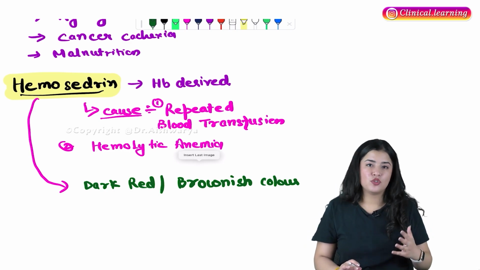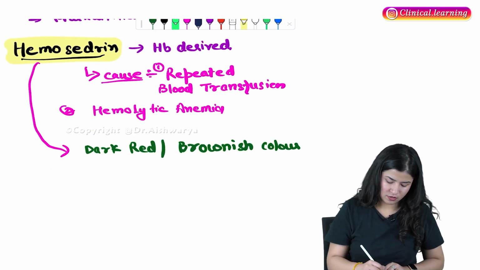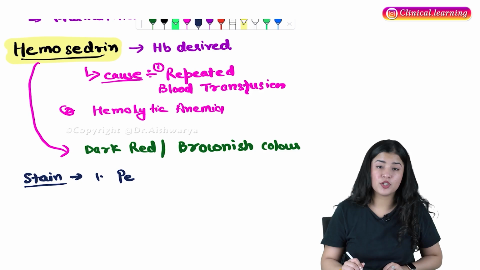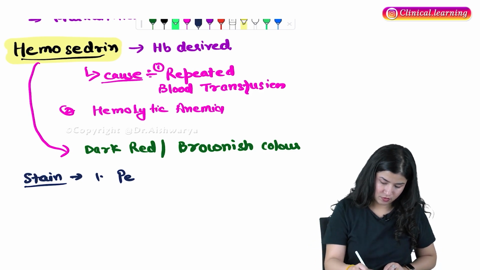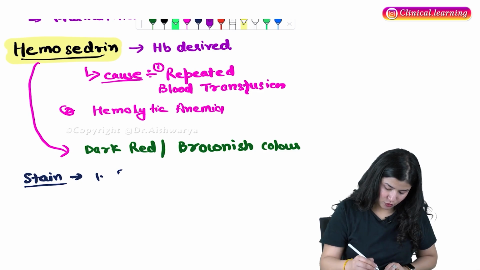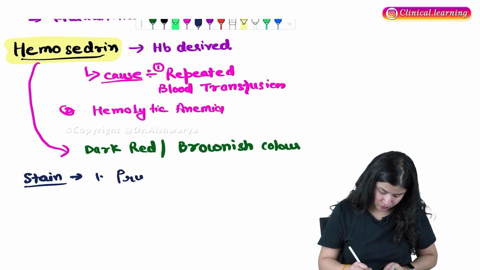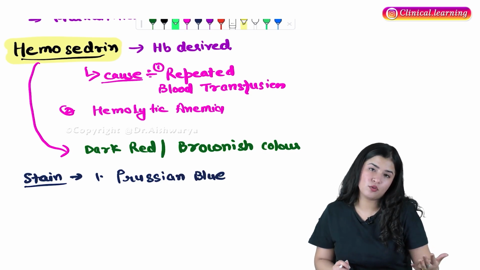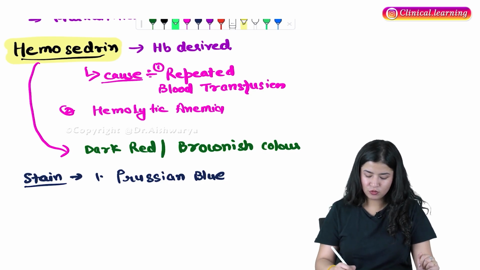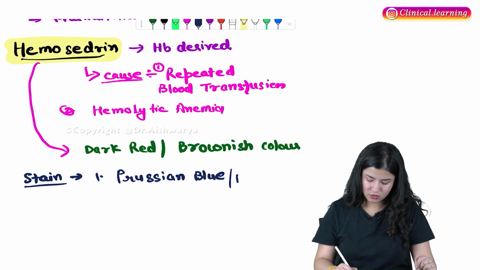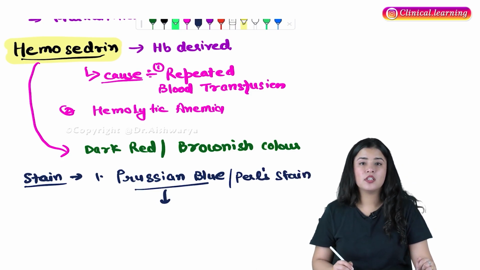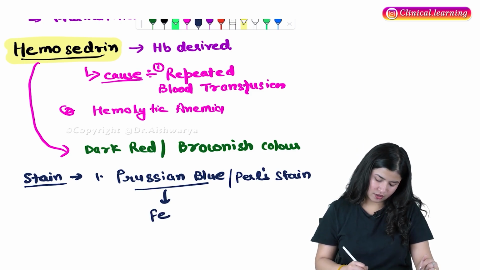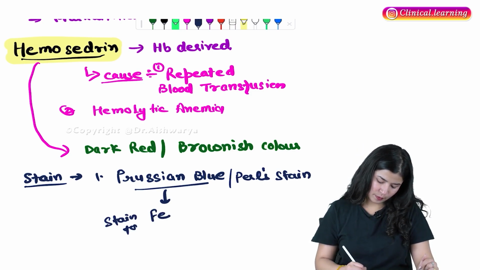Now, what are the stains you can use for hemosiderin? So, stains for hemosiderin. First one is the Prussian blue stain. The stain that you can use for this is Prussian blue, or you can also use Pearl's stain. These both stains we use for what? That is for iron. It is a stain for iron.